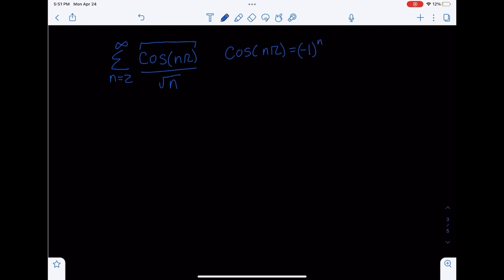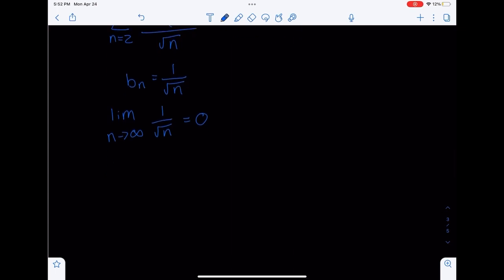So we're able to recognize that our b sub n in this case will be 1 over the square root of n. So let's write it out. b sub n equals 1 over the square root of n. Awesome. Now we're going to take a minute and look at our limit. So the limit as n approaches infinity of 1 over the square root of n, we can see that this approaches 0. So now that we've proven that it is alternating and that the limit does approach 0, let's check to see if it's a decreasing series.